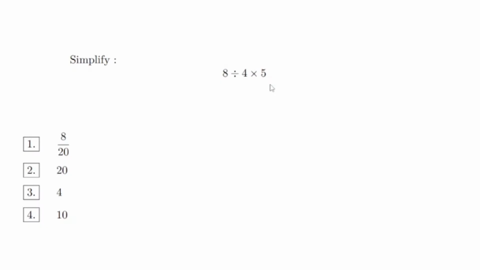Well, in this video, we will talk about the order of operations, and a good way to remember the order of operations is to remember this: PEMDAS. And this just says you do parentheses first, then exponents, then multiplication or division, depending on which one comes first. Then you move on to addition and subtraction. So in this case, 8 divided by 4 times 5.